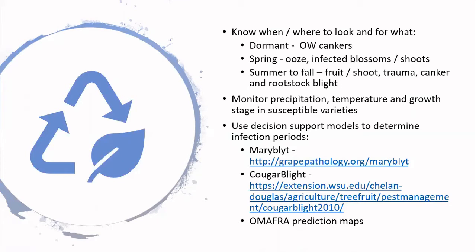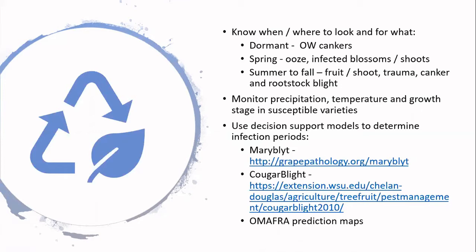And you can actually use decision support models to determine infection events. Two very common models that are used for fire blight are the Maryblyt or the Cougarblight models. And these are available for download. It is advised to use these for your own orchard. Having this orchard-specific model running will give you a more accurate prediction in terms of infection events.